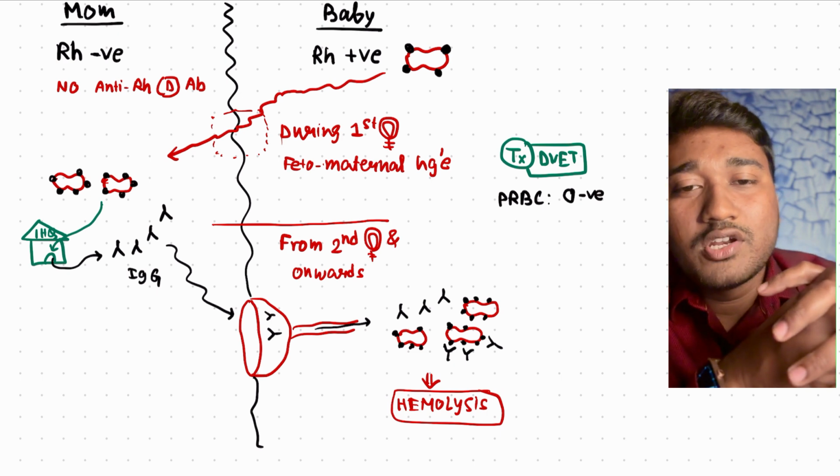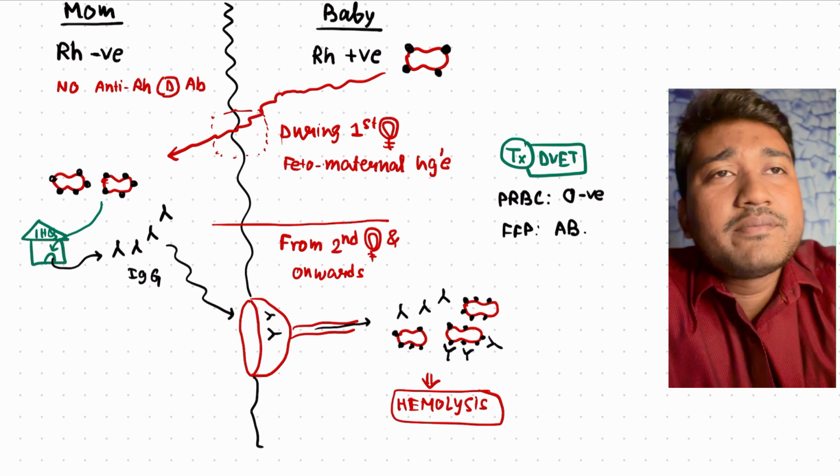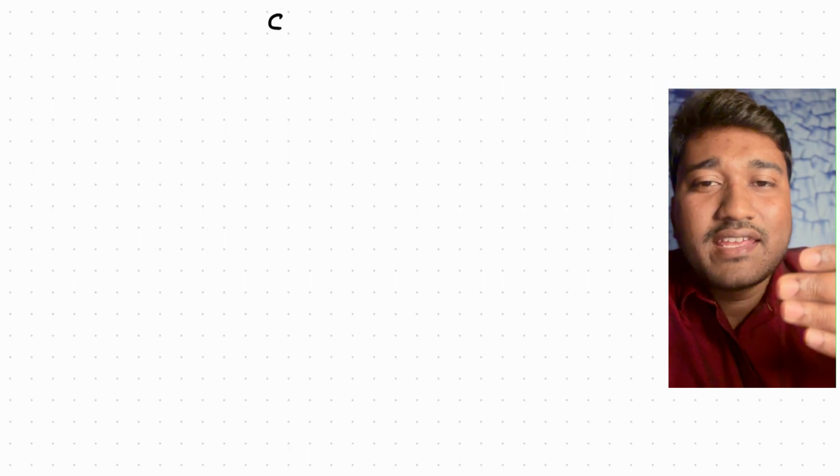Treatment is double volume exchange transfusion. Okay. And PRBC will mainly be O or the baby's blood group, negative, and FFP AB negative.